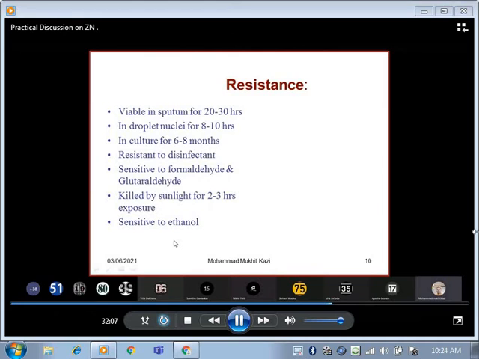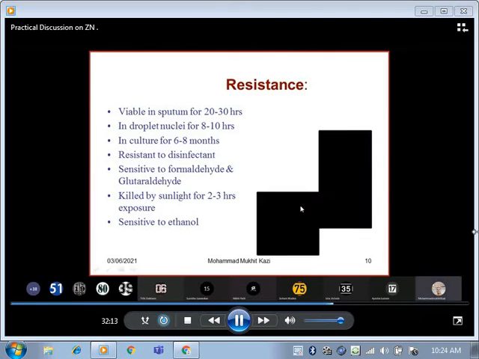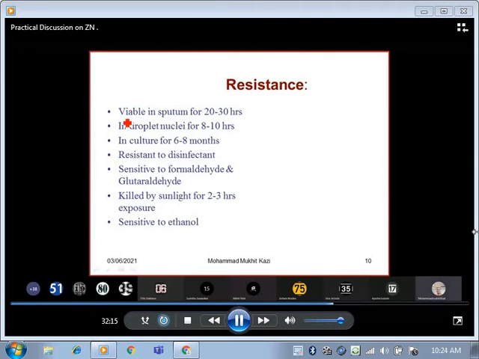Of course, we don't ask you much about the resistance, but again, in the theory viva, if somebody has worked on tuberculosis, they may ask you how many days they are viable in the sputum or in the droplet. This is a buzzword nowadays, droplet nuclei, because of COVID-19 also, right? They remain suspended in the air.